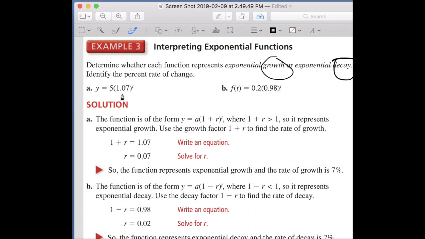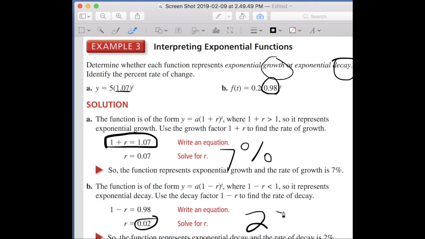So when we look at this, we notice that my rate is really 1 plus 0.07, 7 hundredths. So that means my rate is 7%. And we convert it. Okay, and for B, if you look at my rate here, this rate is less than 1. So 1 minus r is going to equal 0.98. And then when we solve it, we find out that the rate is 0.02, which means it is a decay of 2%.